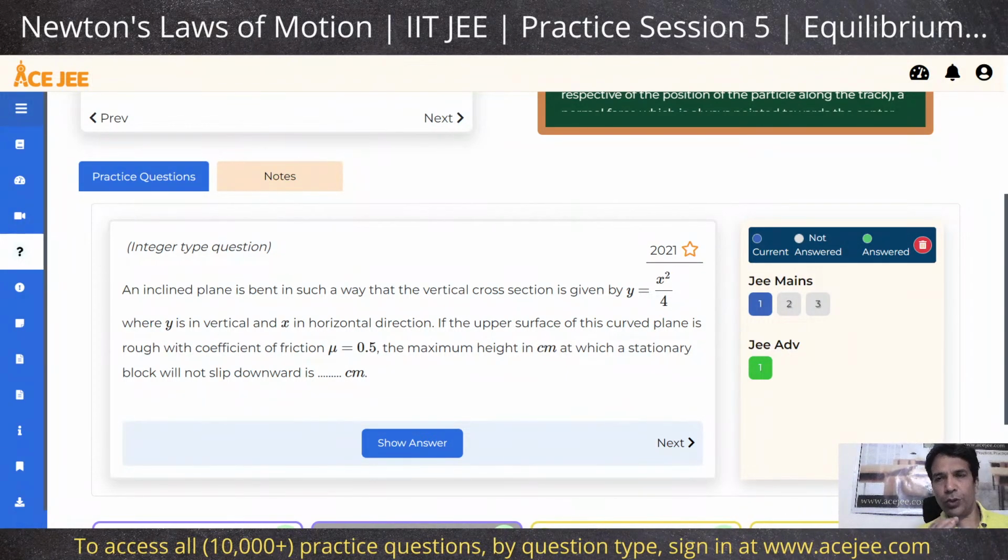So for the students on YouTube, what is given here is the equation of the incline plane: y is equal to x square by 4. The question is, if the coefficient of friction is 0.5 along that curved surface, what is the highest position at which we can place a particle without slipping? So we have to figure out that point where we are just about to slip.